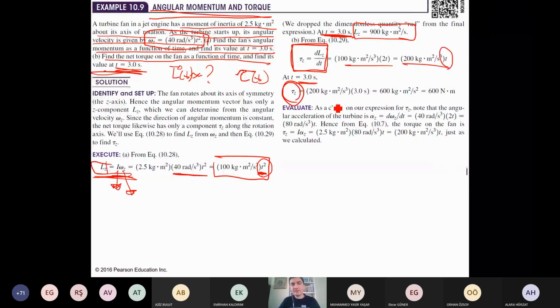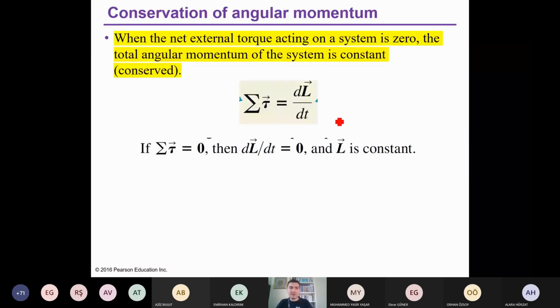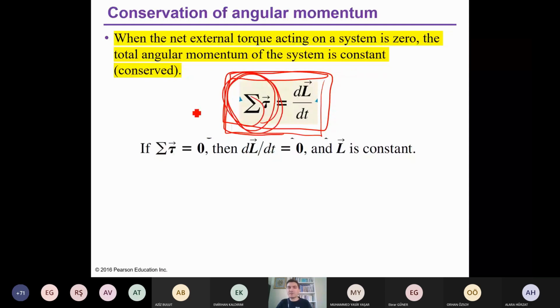Then let me continue with the conservation of angular momentum. I have already given some information about this, but here let me discuss in detail. So we have found this relation, right? Net torque acting on the rigid body is given with dL over dt. So if the net torque acting on the system is 0, then what about this one? This is also 0. But what about L? L is constant. Or vice versa.